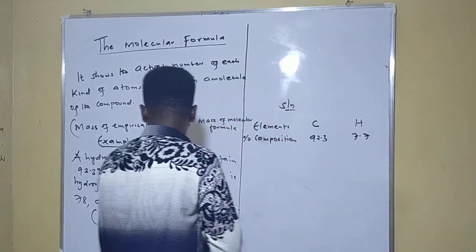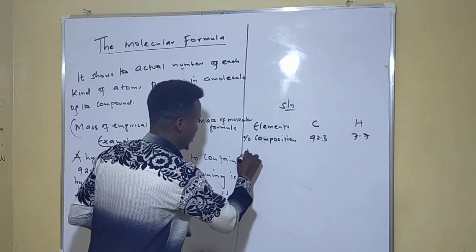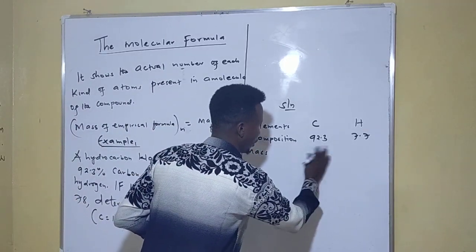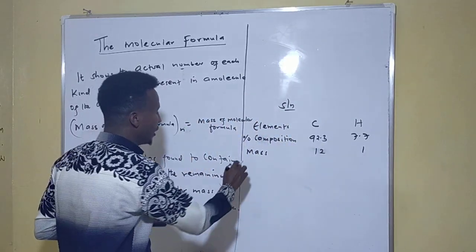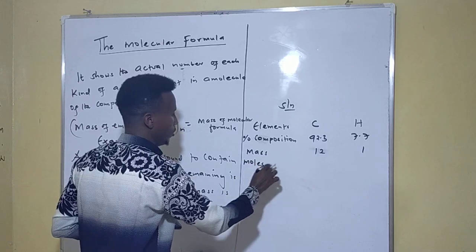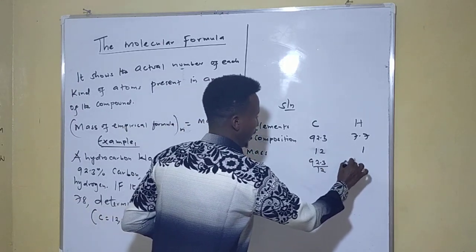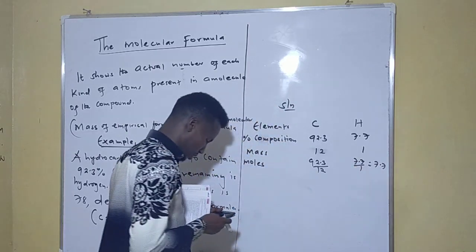7.7. Then what else do I have? Okay, so I can get the mass of this one. Mass of carbon is what? 12. Don't forget that. Carbon is 12, while hydrogen is 1. So I will get moles. Moles is what? 92.3 divided by 12, and 7.7 divided by 1.